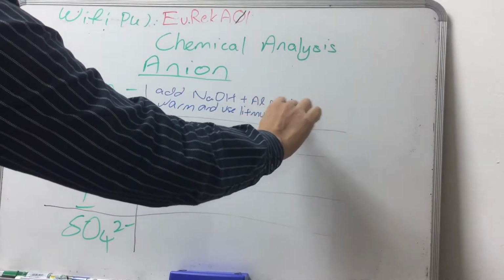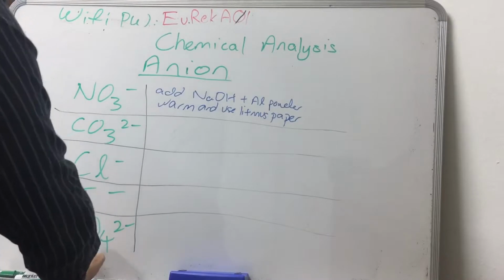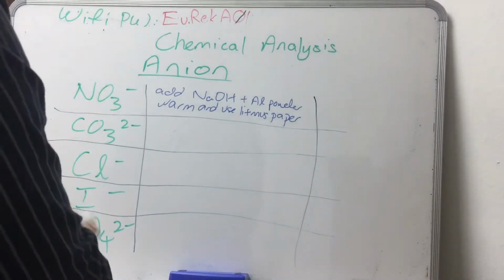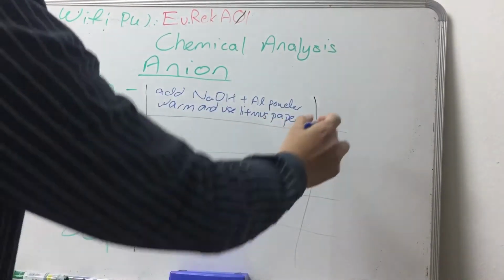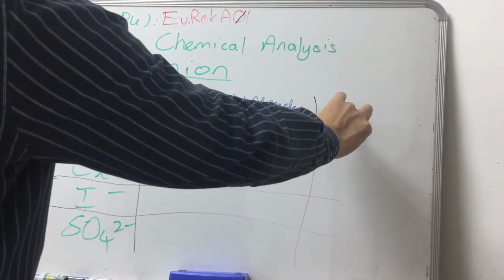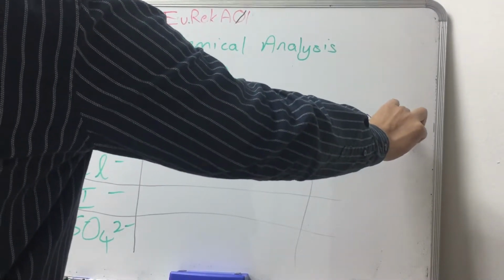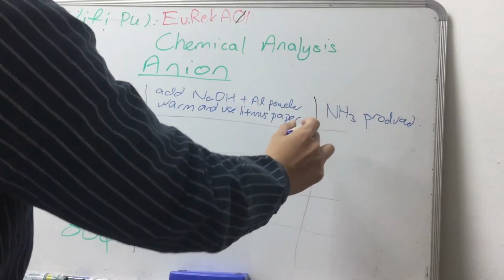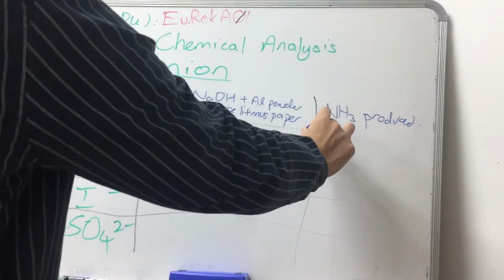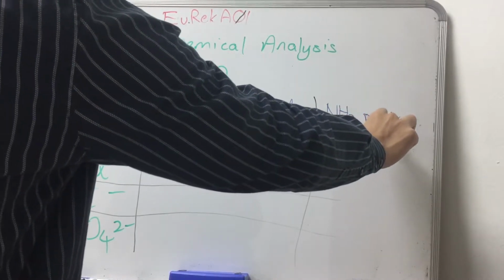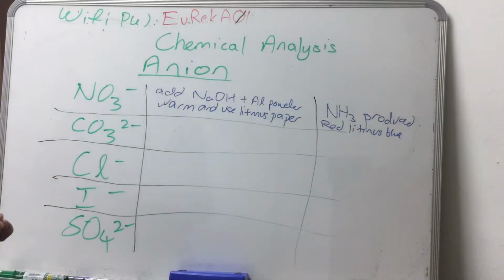To make it easier for you, when you test for nitrate, what are you supposed to see? For NO3-, you are supposed to get NH3, which is ammonia gas. This turns red litmus paper blue. Are you still with me? This is the hardest one to remember. After that, everything else is a lot easier.